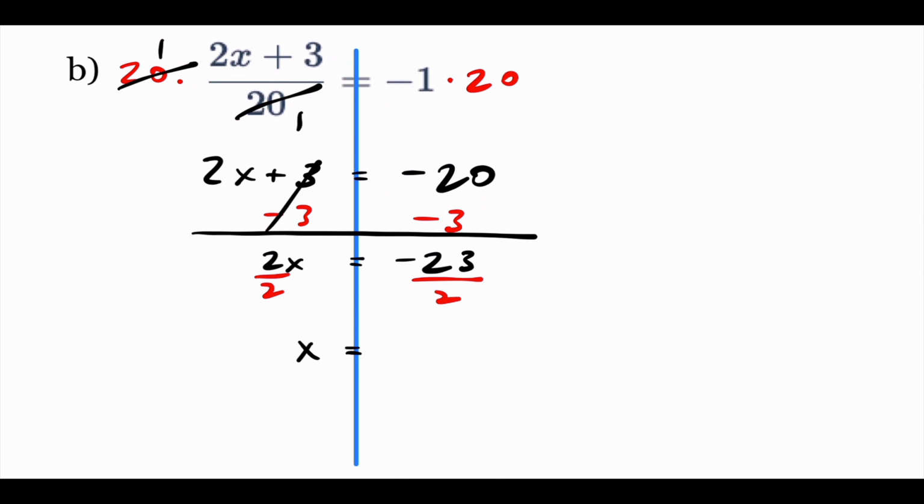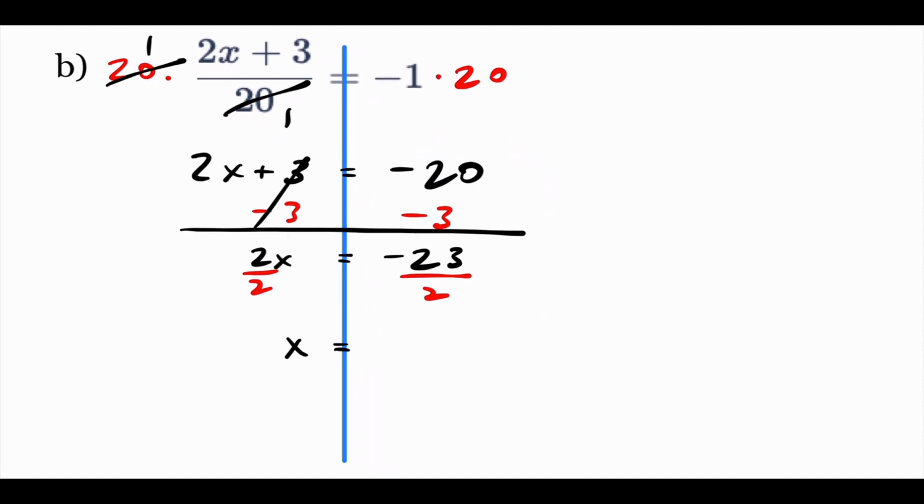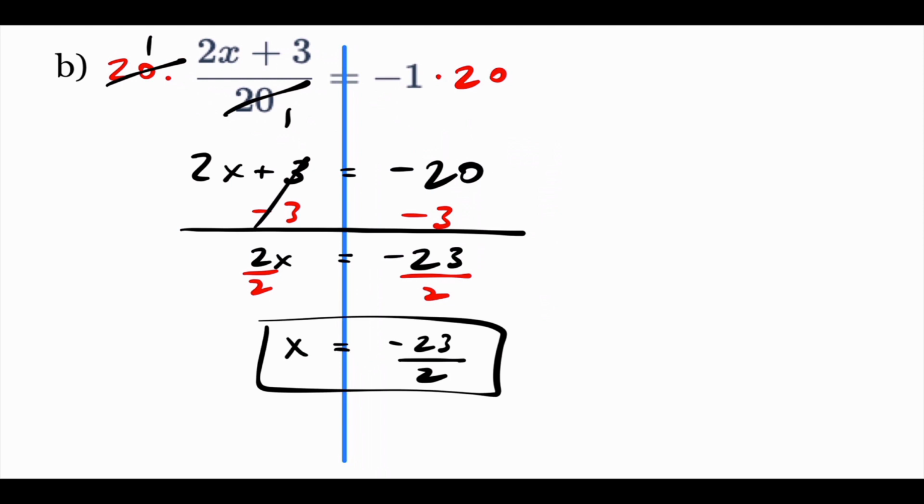Can I reduce 23 and 2? Like, can I divide them both by 2 or 3 or 4 or 5? Can I reduce the fraction? No, right? So leave it alone. Can you change it to a decimal? Yeah. But there's no reason to. Just reduce the fraction as far as you can, and then you're done.